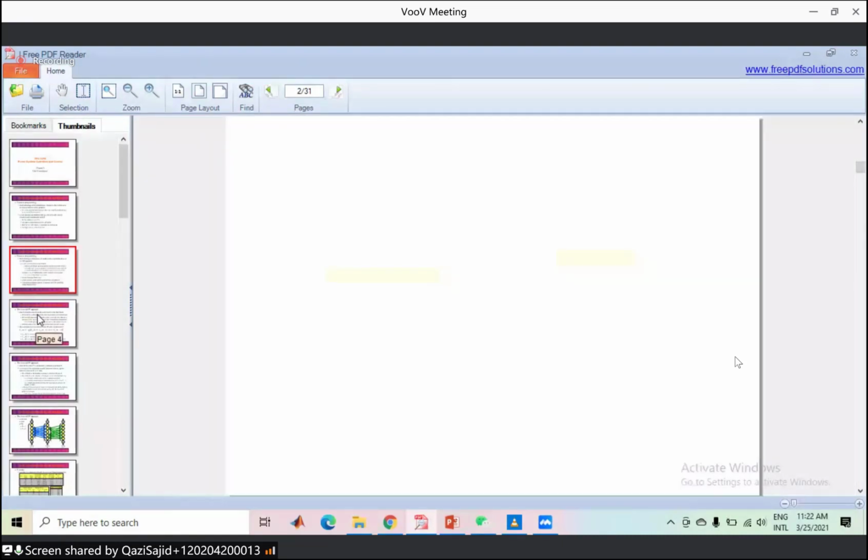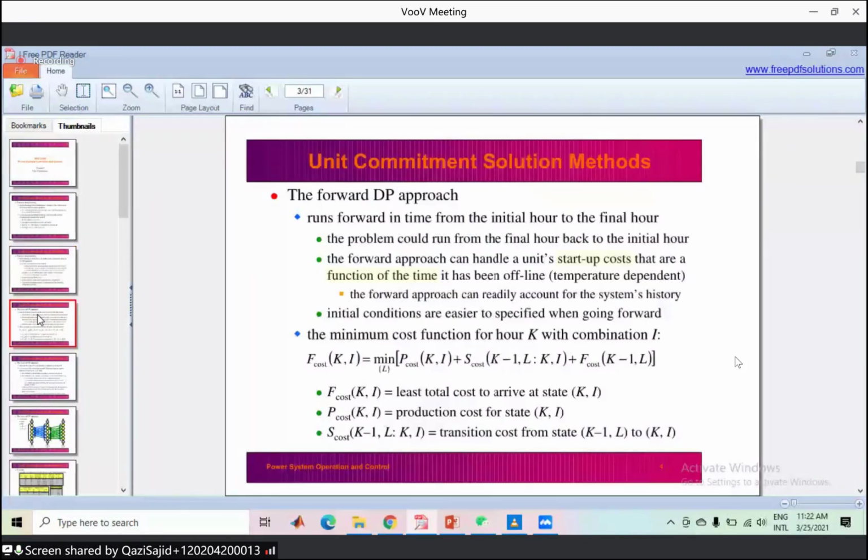So let's talk about this forward dynamic programming approach. One could set up the dynamic programming algorithm to run backward in time, starting from the final hour to be studied back to the initial hour. Conversely, one could set up the algorithm to run forward in time from the initial hour to the final hour. The forward approach has a distinct advantage in solving generalized unit commitment.